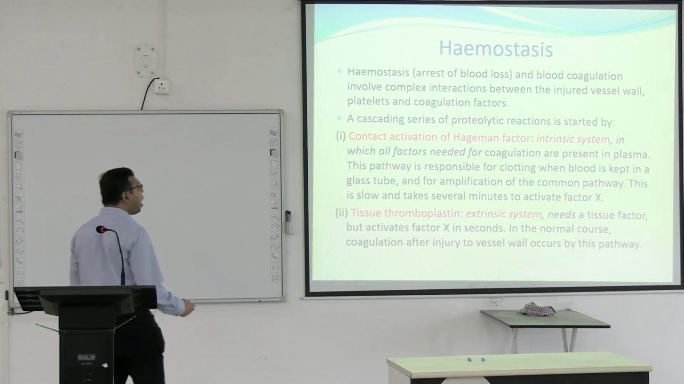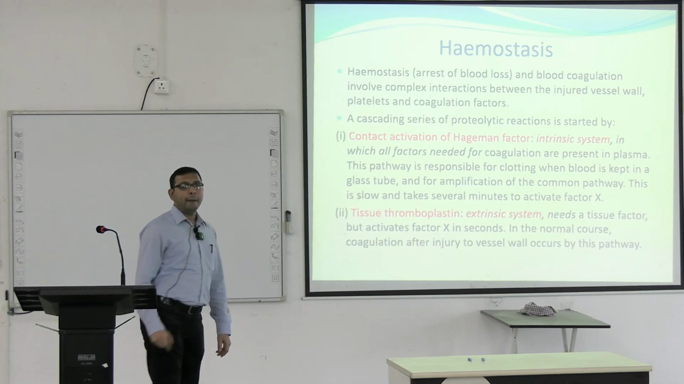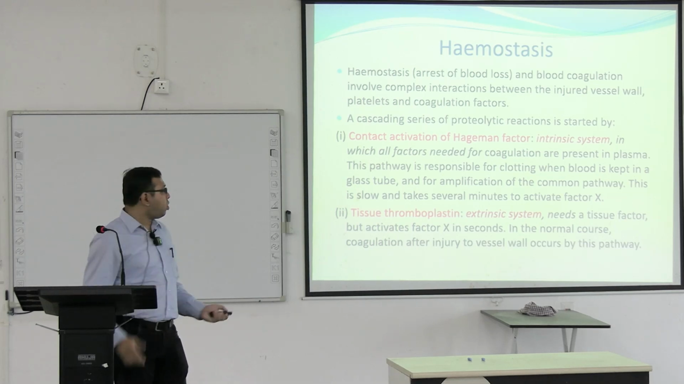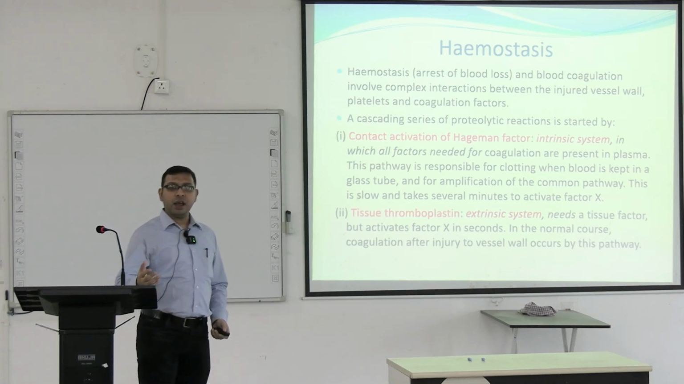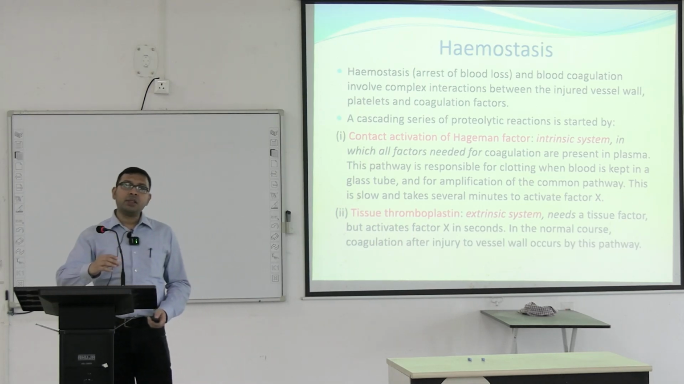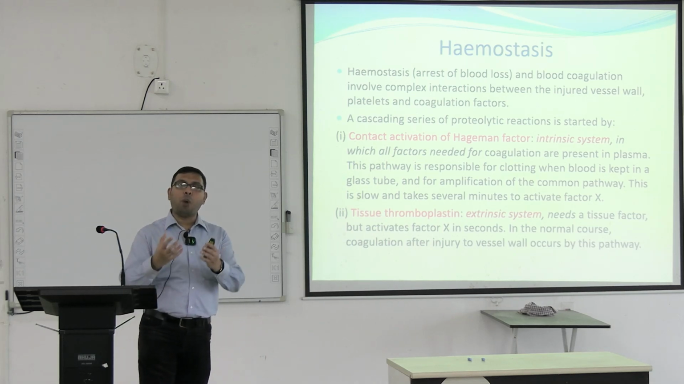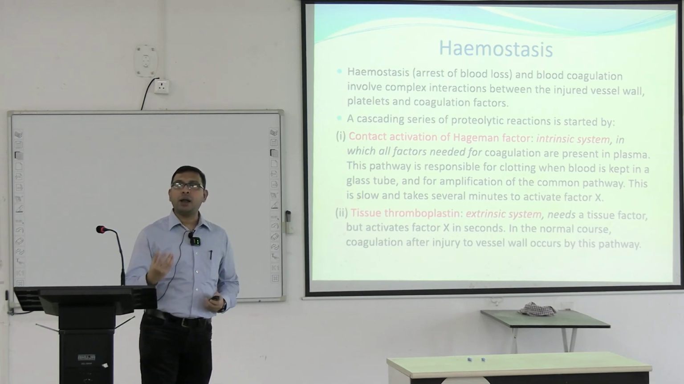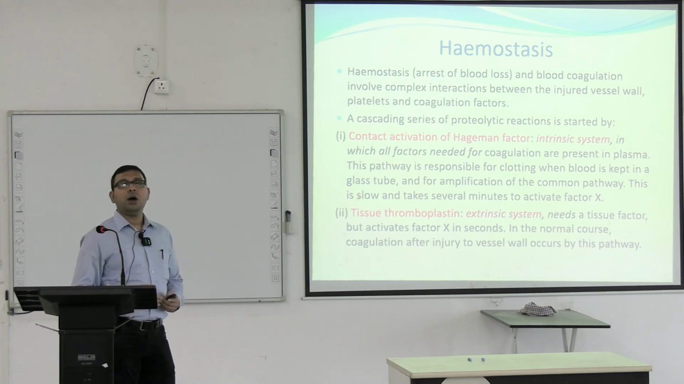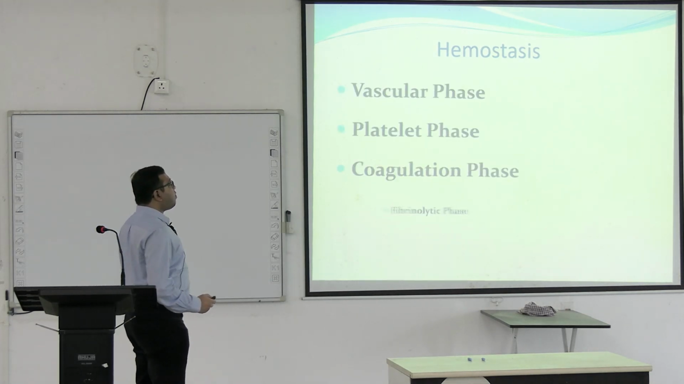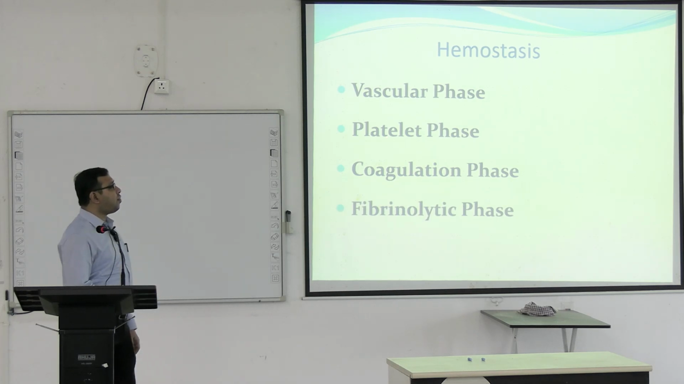But when there is some cut or some vessel injury, first there is activation of the extrinsic system. So tissue thromboplastin is the ultimate initiator, and this extrinsic system backwards activates the intrinsic system also, and the common pathway gets activated so that the coagulation cascade follows on. So these are the main four phases of hemostasis: vascular phase, platelet phase, coagulation phase and fibrinolytic phase.